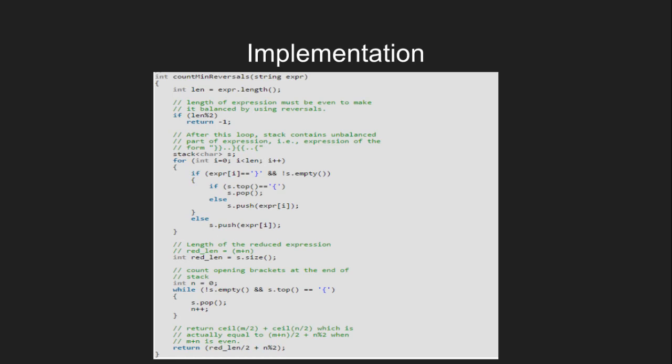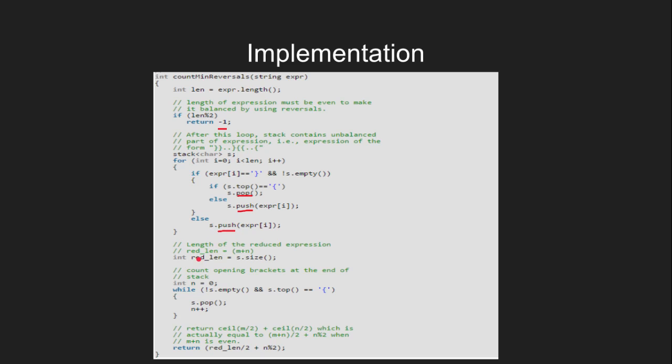Now let's look at the implementation of this problem in C++. So first we calculate the length of the string. If the length is odd, we return -1. That means the string cannot be balanced, because in an odd numbered string we cannot form pairs. If the length is even, we iterate through the string. If we get a closing bracket, we check whether the top is an opening bracket or not. If the top is an opening bracket, we pop one element from the stack, else we push it into our stack. If we get an opening bracket, we push it into the stack.